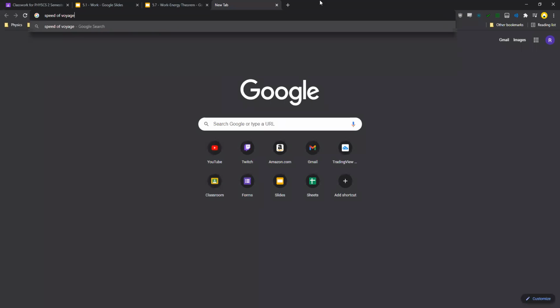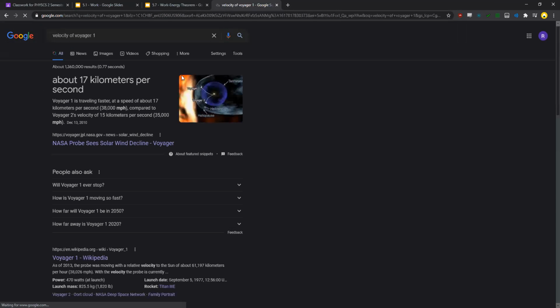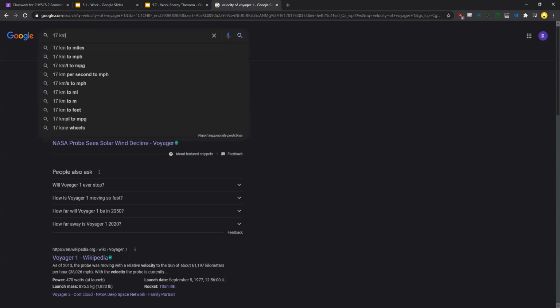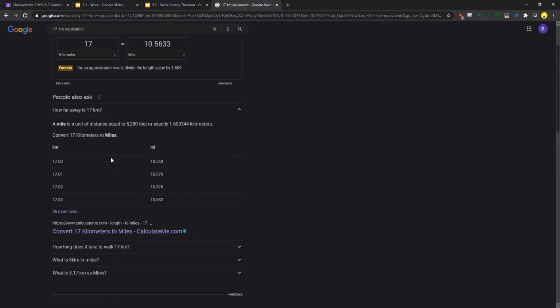Speed of Voyager 1? 17 kilometers per second. It's already outside of the solar system. 17 kilometers. Equivalent. What is 17 kilometers? I don't care about the miles. I don't care about these measurements.